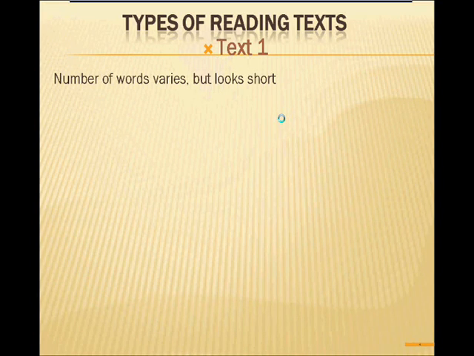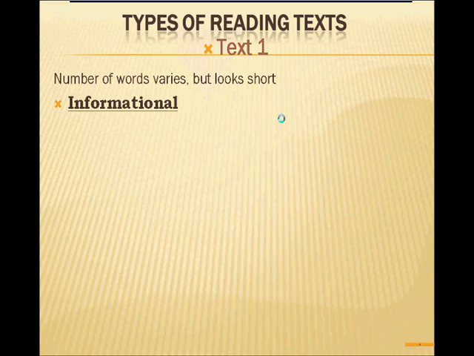Types of reading texts. Text 1. The number of words varies, but it looks short. As you can see, the word varies means it's different. Sometimes you find it a bit long, sometimes a bit short, sometimes the page is full of words, sometimes the page has a small number of words, but again it looks short. Let's look at some examples.